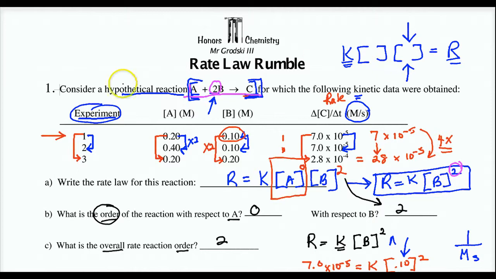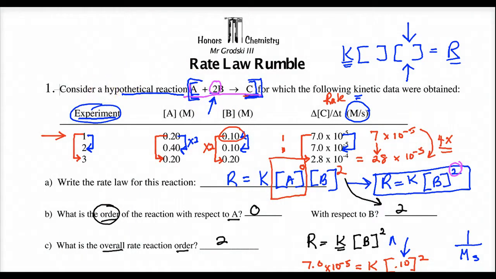Very important. So now we're going to talk about what it means. This does not occur in one step, like I said before, because the coefficients do not match the rate law. Something else is occurring. We have something called a mechanism. And I'm going to discuss that right now.